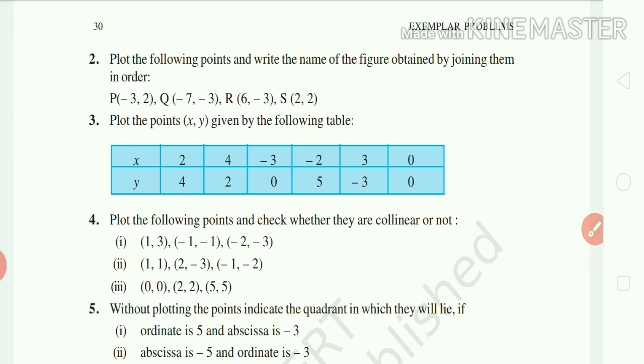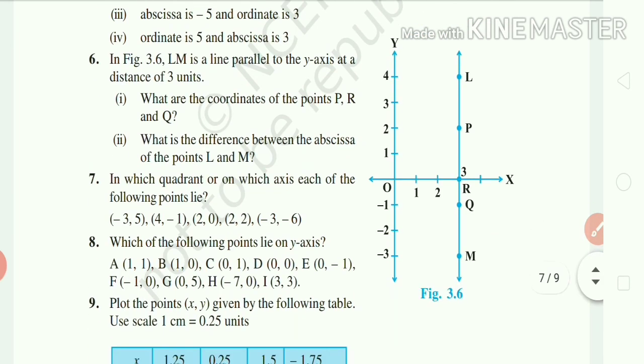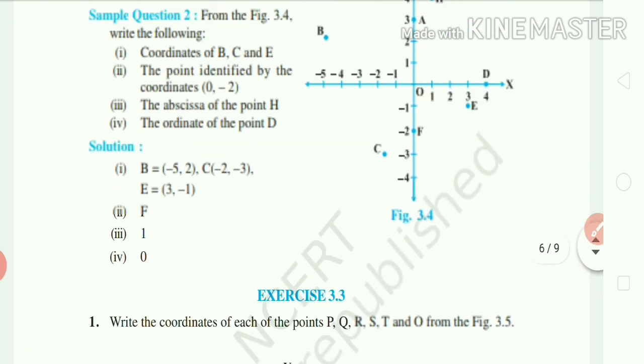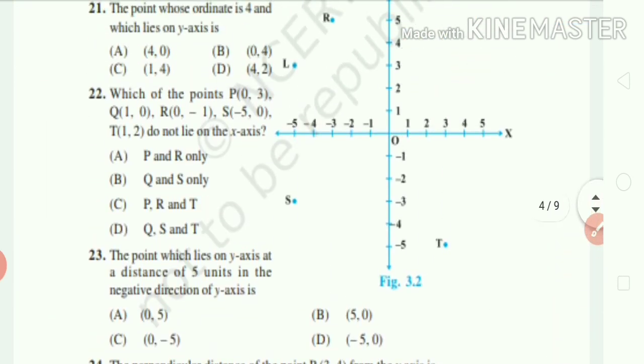Plot these points. Again, plotting of the points is there, so you can do them on the graph paper, right? That's all for now, because there are no MCQs and true false further.